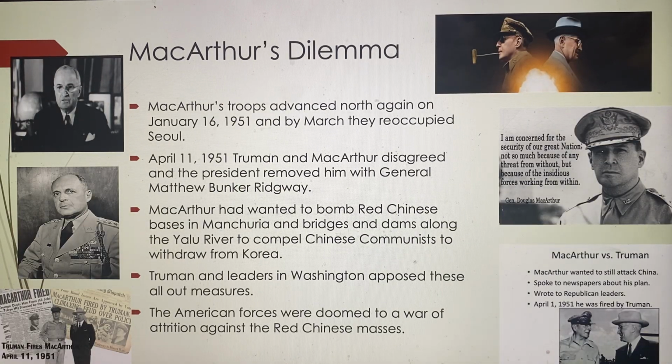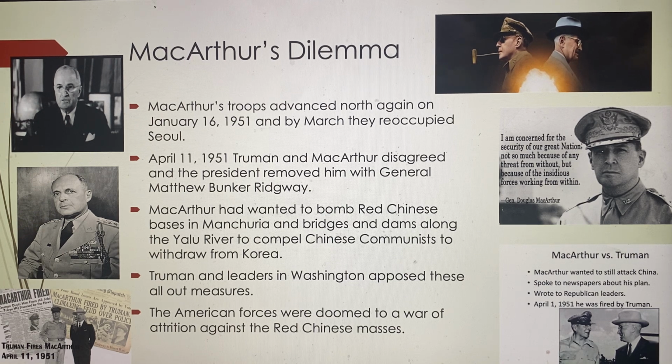MacArthur's dilemma. MacArthur's troops advanced north again on January 16th in 1951, and by March they reoccupied the capital of Seoul of South Korea. In April 11th of 1951, Truman and MacArthur disagreed. This is a big deal right here. President Truman and MacArthur disagreed, and the president removed General MacArthur from his duty. He fired him. And he replaced him with General Matthew Bunker Ridgway. Here's General Ridgway here. So here's Truman, here's General Ridgway.